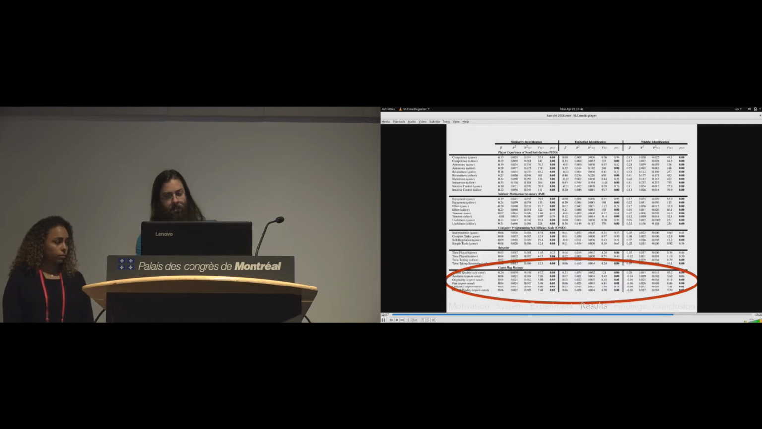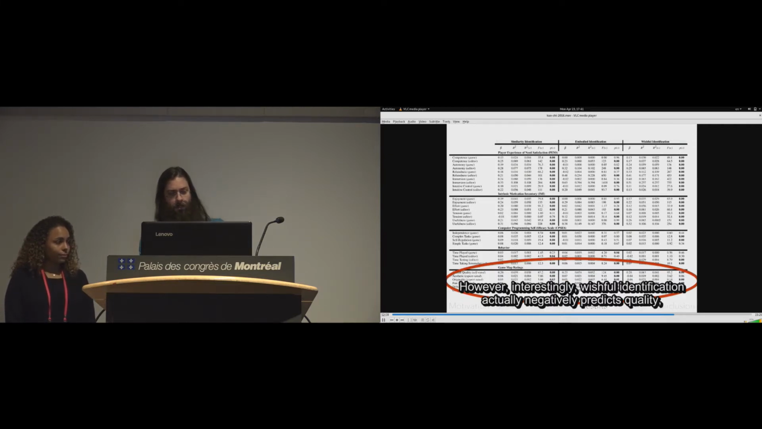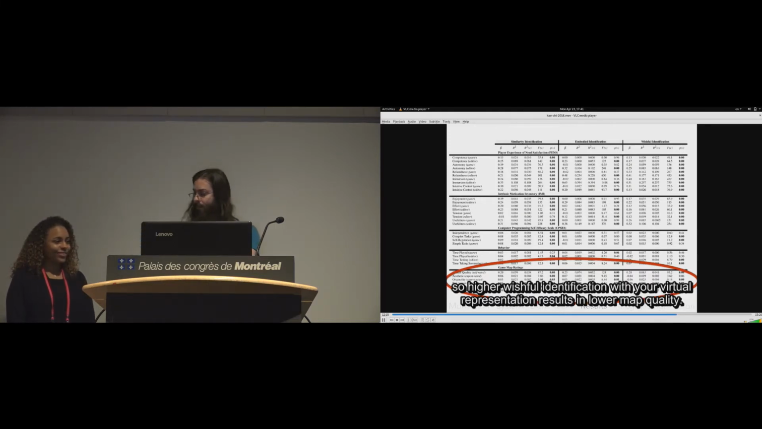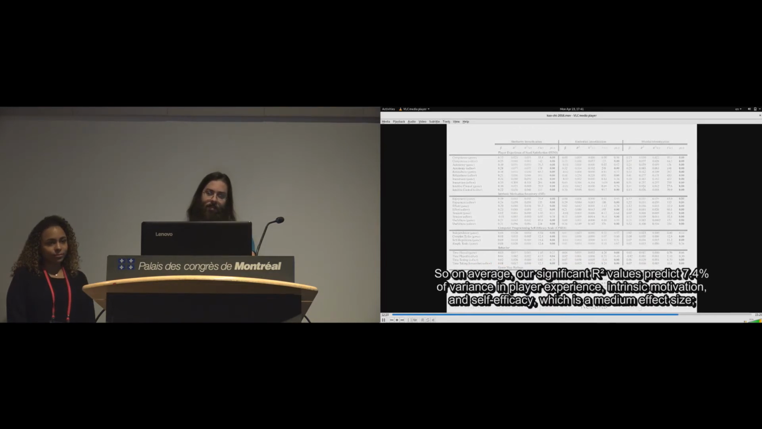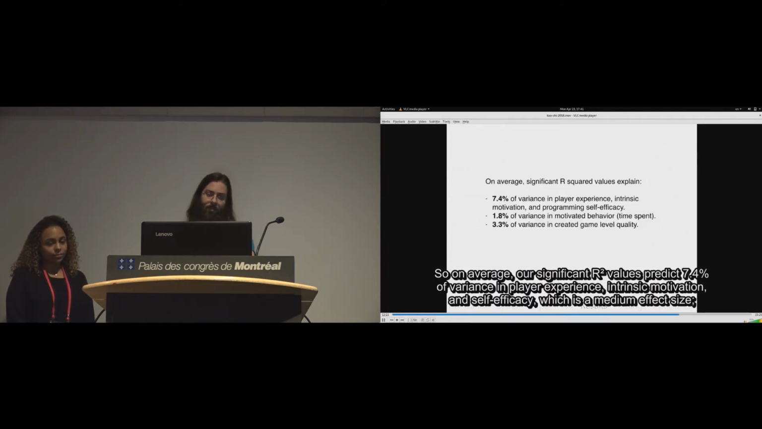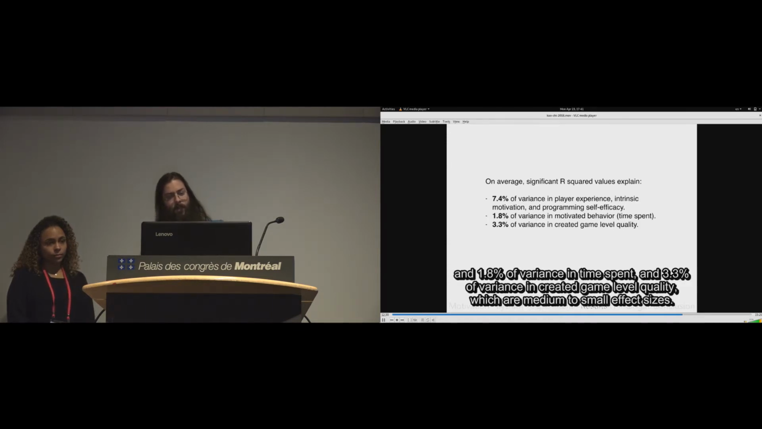QA testers. However, interestingly, wishful identification actually negatively predicts quality. So higher wishful identification with your virtual representation results in lower map quality. On average, our significant R-squared values predict 7.4% of variance in player experience, intrinsic motivation, and self-efficacy, which is a medium effect size, and 1.8% of variance in time spent, and 3.3% of variance in created game level quality, which are medium to small effect sizes.